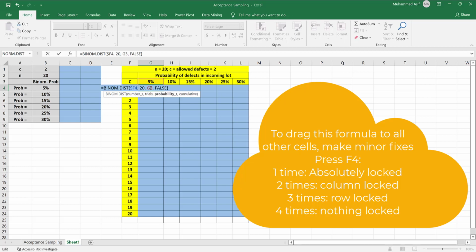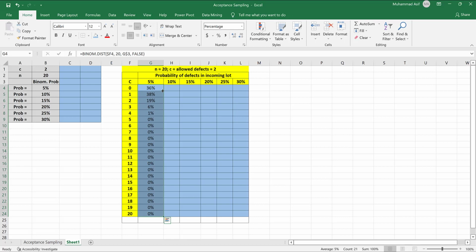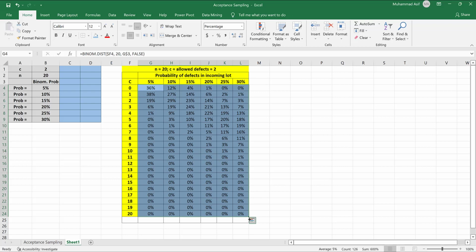Now this 5%, we want this probability value to be applicable to all these cells in this column. So in other words, we want to lock it for the column, and for that, if I press the F4 key one time, it's totally locked, and if I press it two times, then the dollar sign appears in the middle, and it means this is locked for the column but not for the rows, and that's what we want. And then we can drag it. So here we go.